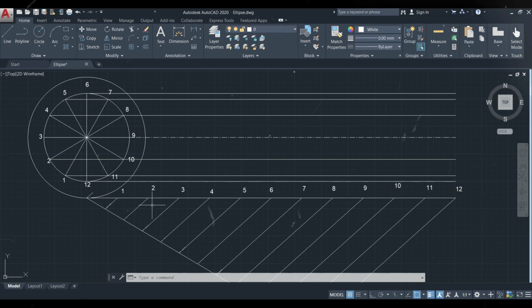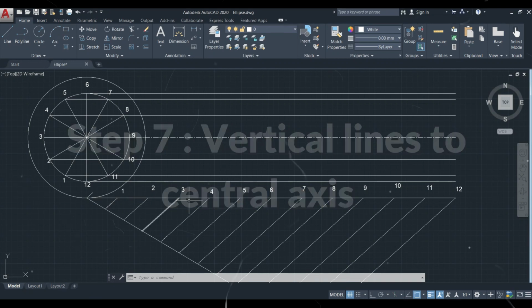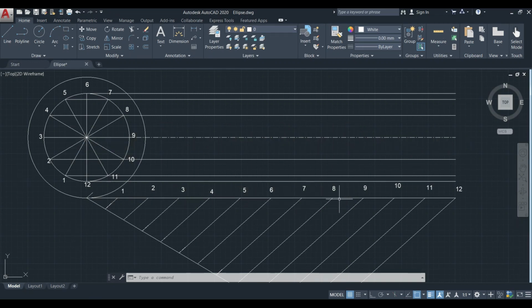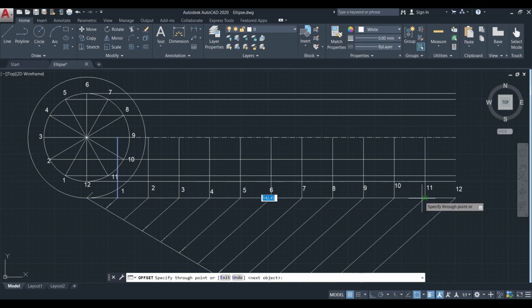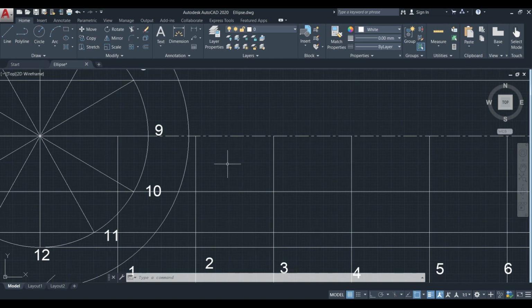The next step is we have to draw vertical lines starting from each and every division point on the horizontal line to the central axis line. Now we will get different intersection points on the central axis line. These intersection points are considered as different centers.